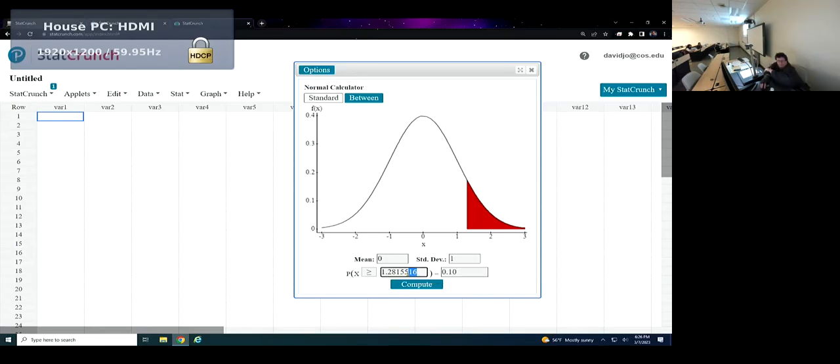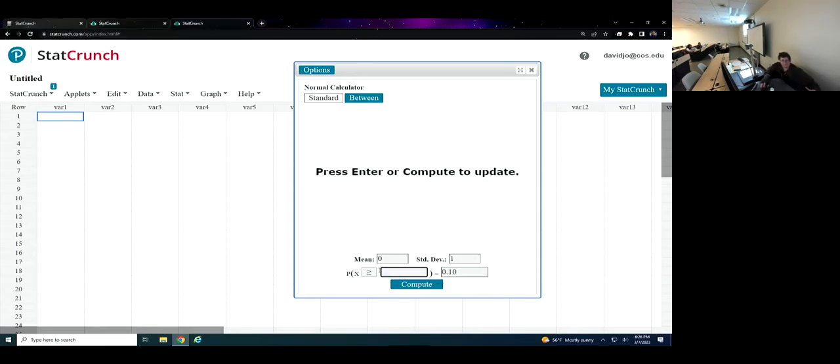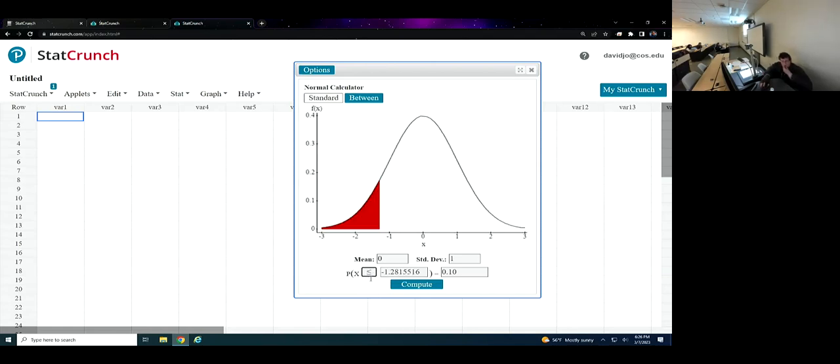If I want to see the bottom 10%, I'm going to get rid of that Z-score and make this say less than. And notice I get the same value, but with a negative sign. I get negative 1.28155. This is because the normal distribution is symmetric. So 10% on one side is 10% on the other.